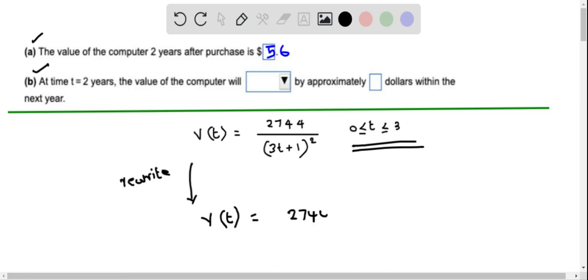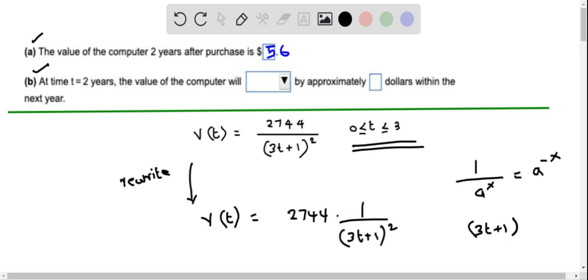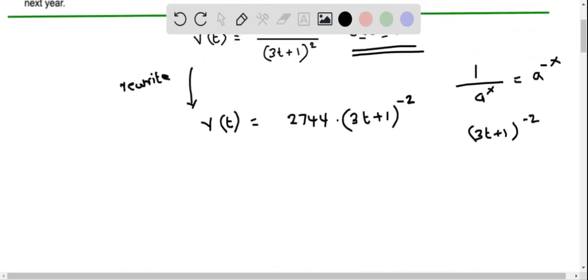So 2744, and this can be written as 1 over 3t plus 1 quantity squared. And in fact, we know that if you have 1 over a power x, we can rewrite this as a power negative x. So therefore, this 1 over 3t plus 1 squared can be rewritten as 3t plus 1 raised to the power of negative 2. So let me write it like that. I'm going to remove this. Then just put this multiplied with 3t plus 1 quantity power minus 2. Now this is in a form that we can find its derivative.